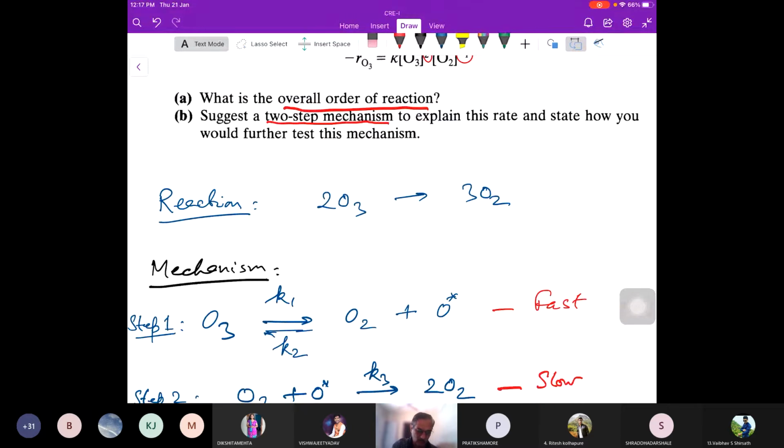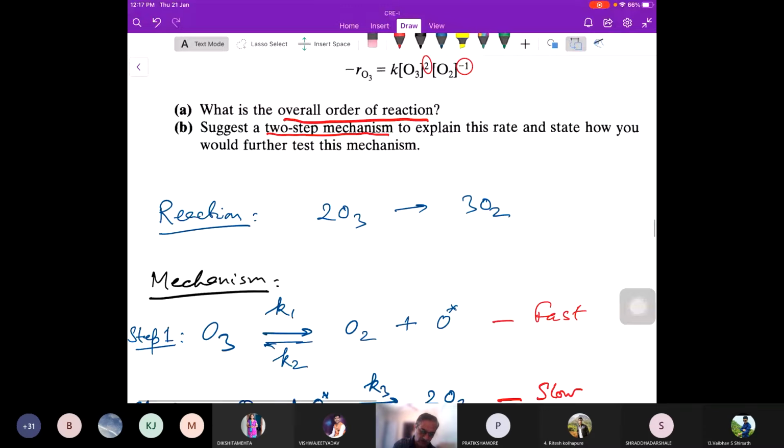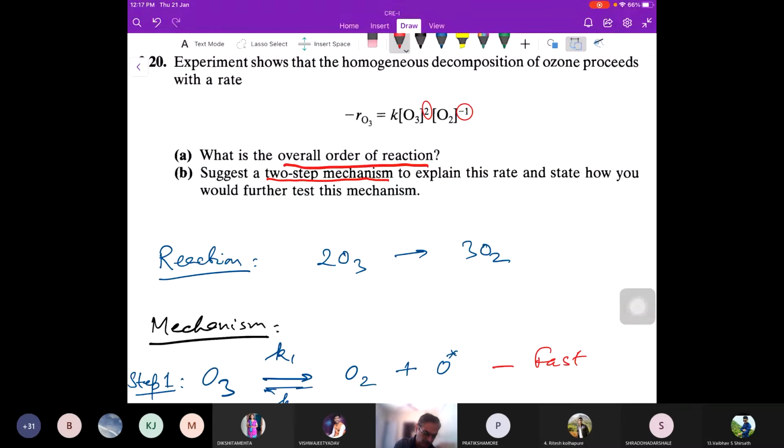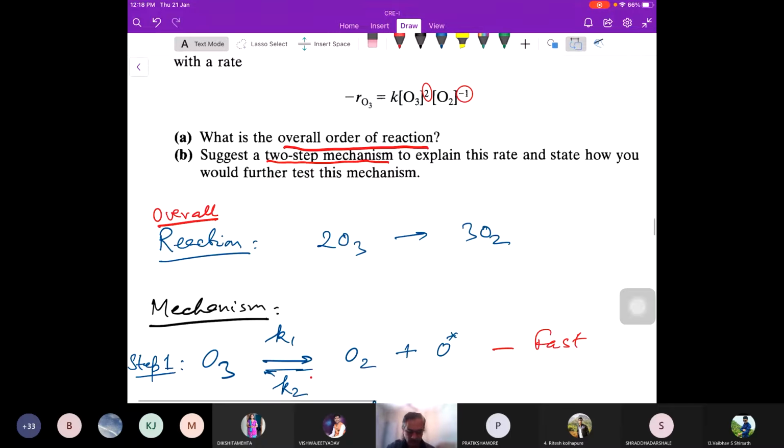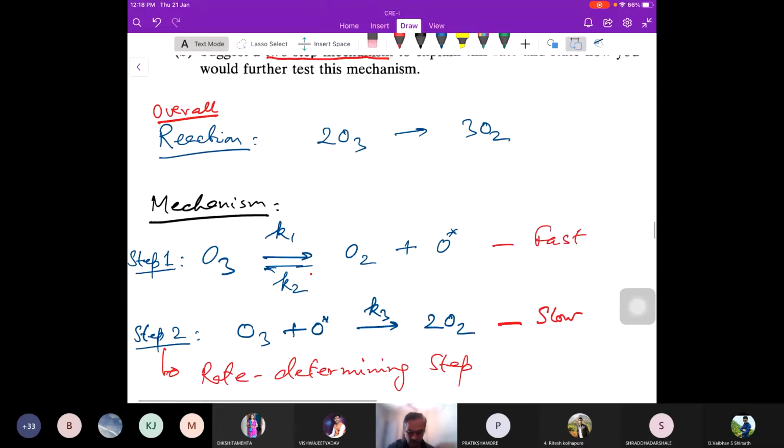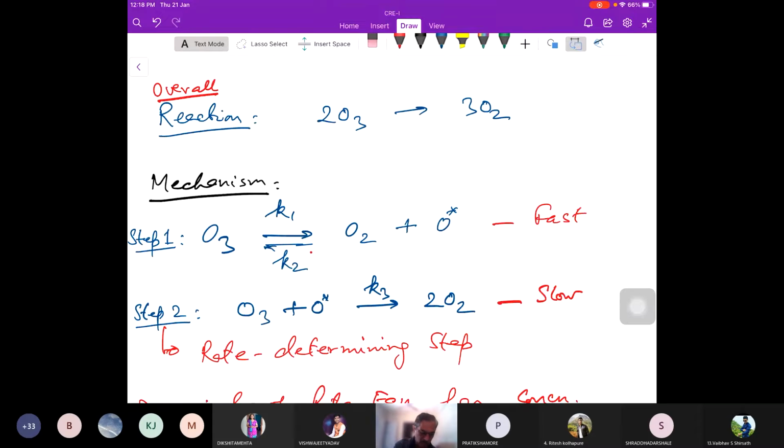So overall reaction, this is an overall reaction. दिया है क्या? नहीं दिया, right? So we can write overall reaction. Overall reaction is 2 moles of ozone give 3 moles of oxygen. And mechanism, we'll suggest 2 steps. Step 1, O3 forms or gives O2 plus transition complex O star.